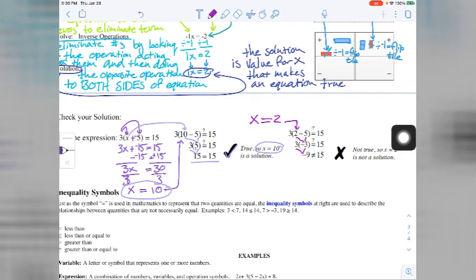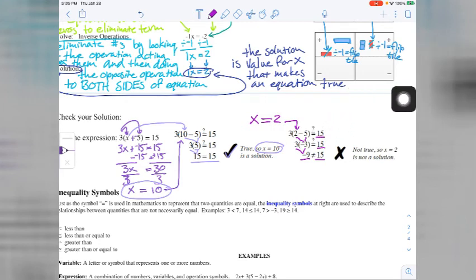Now, it says the whole time that all of this is supposed to equal 15, but when you get to the end, you go, does negative 9 equal 15? No, it does not. So x cannot be 2, because if x is 2, then it's not equal to 15. So when this is not true, I know x is not equal to 2. And that's how you check your answer.